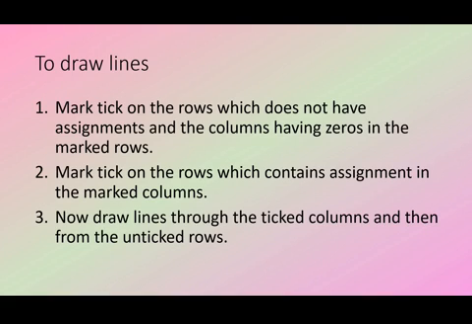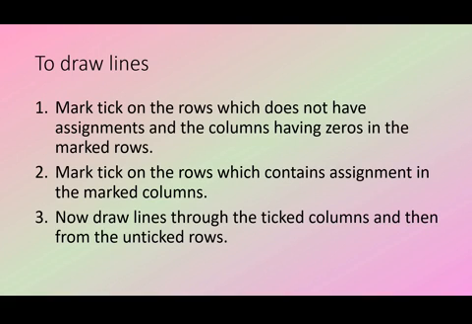To draw lines, put a tick mark on the row which does not have assignments. So how do we draw lines? For this the procedure is defined. Look at all the rows. Whichever row does not have an assignment or an allocation, for that particular row put a tick. And in that ticked row, whichever column has zeros, for that corresponding column also put a tick mark.